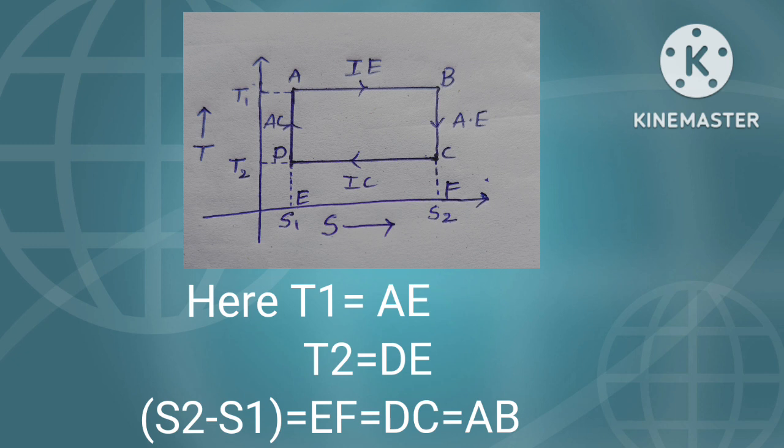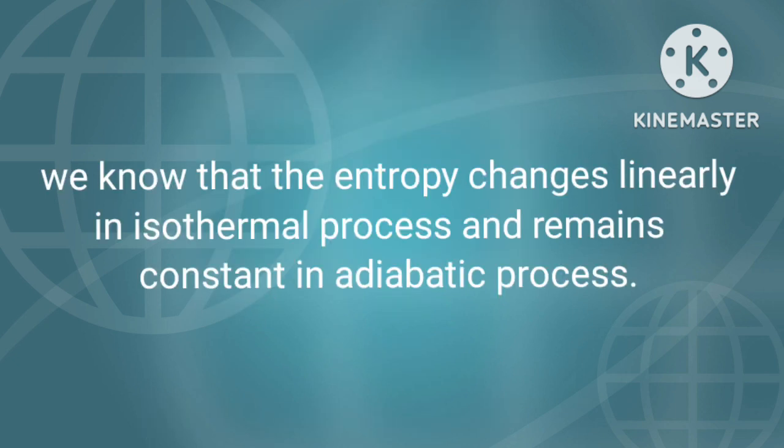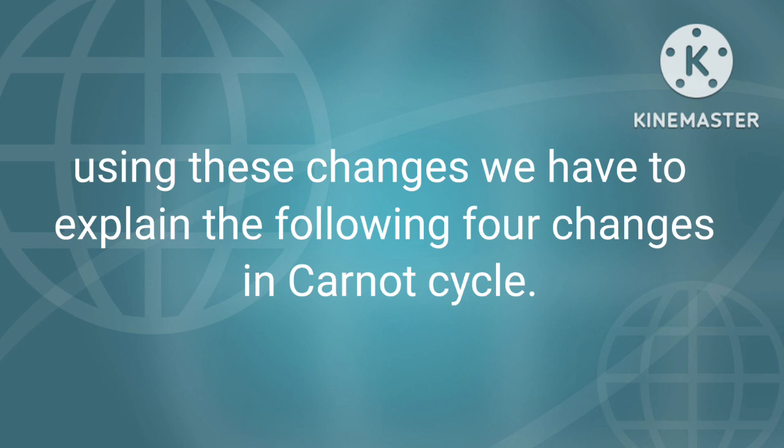Here T1 equals AE, T2 equals DE. So S2 minus S1 equals EF, which is equal to BC and AB. We know that the entropy changes linearly in the isothermal process and remains constant in the adiabatic process. Using these changes, we have to explain the following 4 changes in the Carnot cycle.